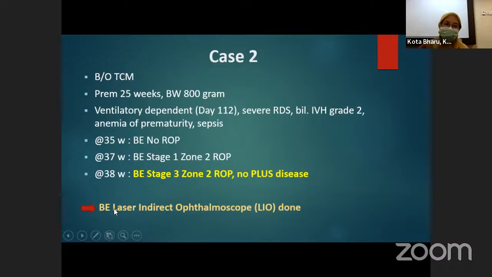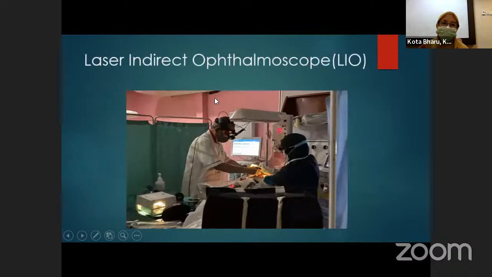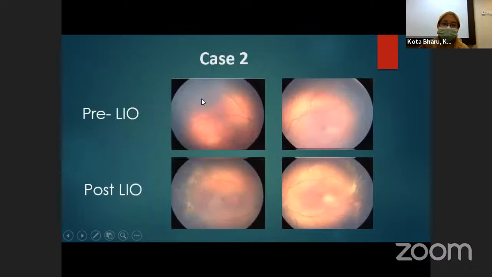At this stage, we proceed with this baby with bilateral eye laser indirect ophthalmoscope, LIO. Okay, this picture showing the setting during the laser indirect ophthalmoscope done at the bedside. This fundus photo showing pre-LIO, the formation of neovascularization stage 3, and post-LIO, the formation of laser marks at the peripheral immature retina.